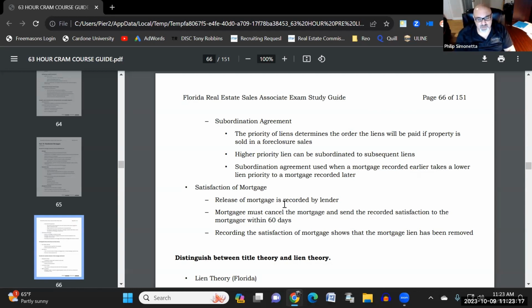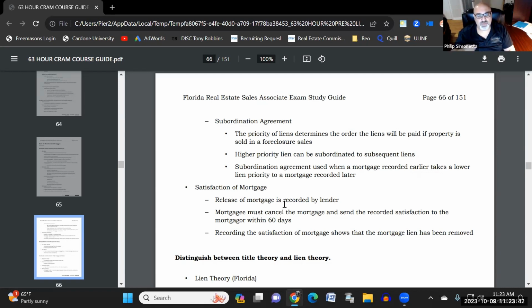A subordination agreement is used when a mortgage recorded earlier takes a lower lien priority to a mortgage recorded later. That's when that's used. So if you had a second mortgage, say a credit line, and you wanted to refinance and get a mortgage and keep the credit line, that credit line would do a subordination agreement and let the mortgage go ahead of it. That's how that would work. That's an example.